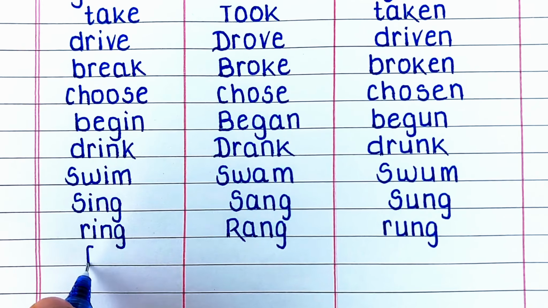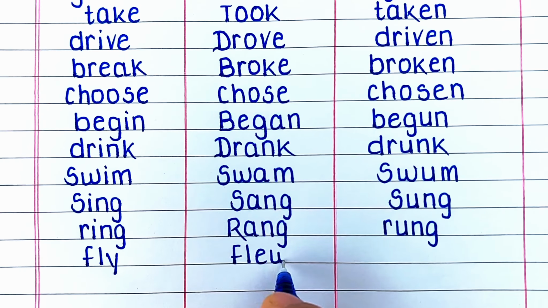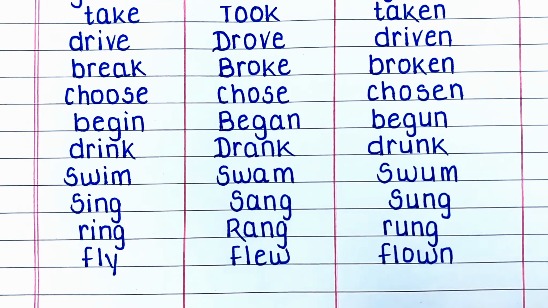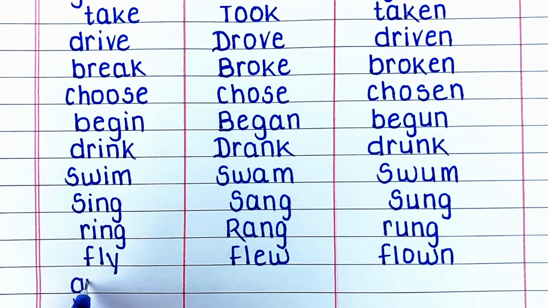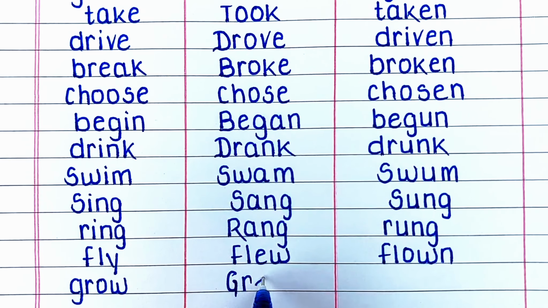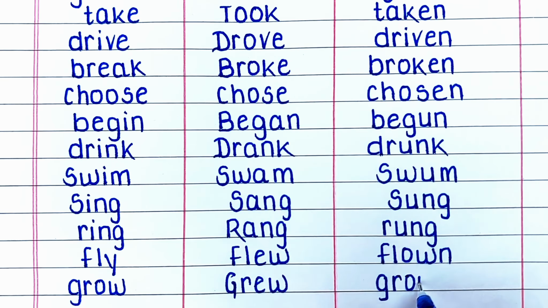Next verb is fly. Its past simple form is flew and past participle form is flown. Next verb is grow. Its V2 form is grew and V3 form is grown.